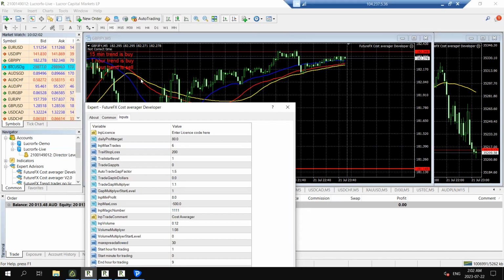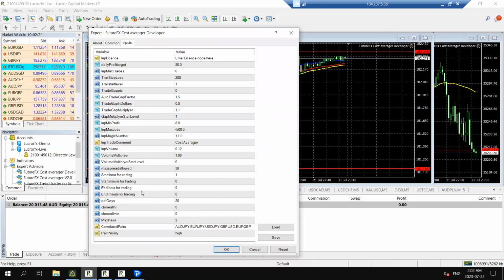Just 5 minutes every morning, I'd select a couple of pairs I wanted it to trade that day. Make sure those pairs were turned on and that all the other pairs were turned off, and then I'd let Cost Averager do its thing for the day. So the idea behind these settings is to automate that process. So that 5 or 10 minutes I was doing every morning, the idea with these three settings is to automate that process.